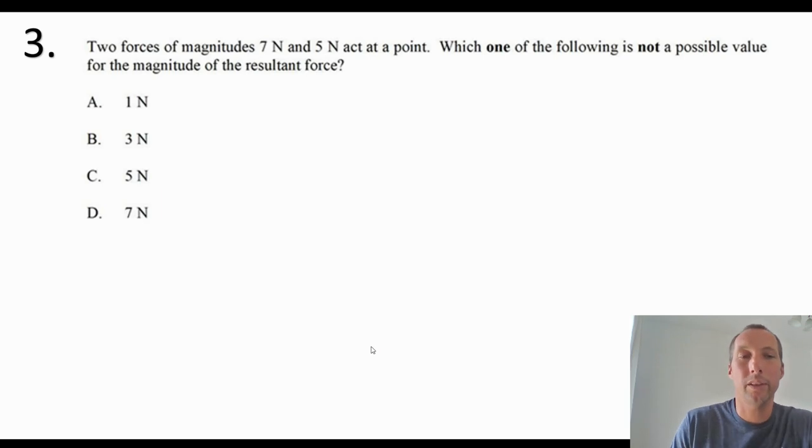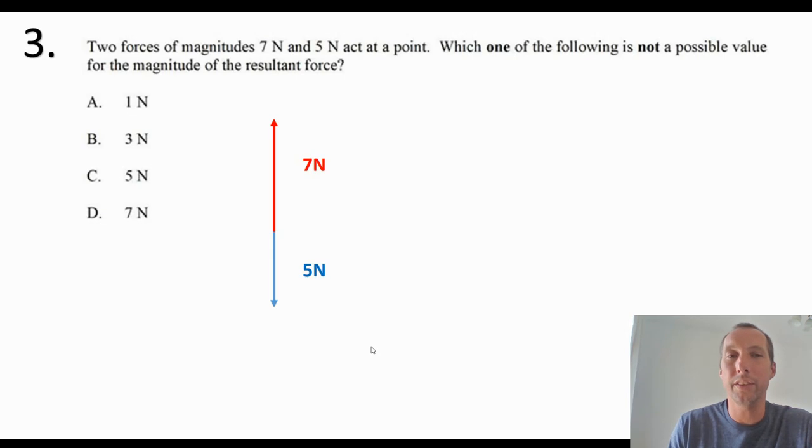Okay, so in solving this, I'm just going to go through three examples of how you can look at this before I come to an answer. You've got two different forces, 7 newtons and 5 newtons. One way of arranging them is the 7 newtons pushes upwards and the 5 newtons acts downwards. In that case, the resultant force would be 2 newtons because they're acting in opposite directions. You subtract the smallest force from the biggest force.